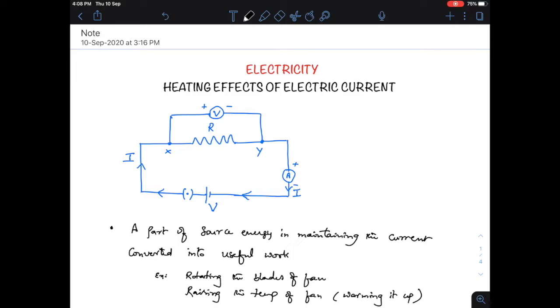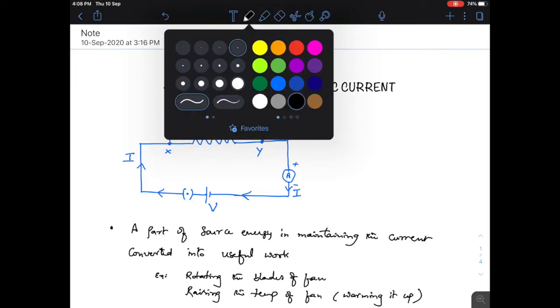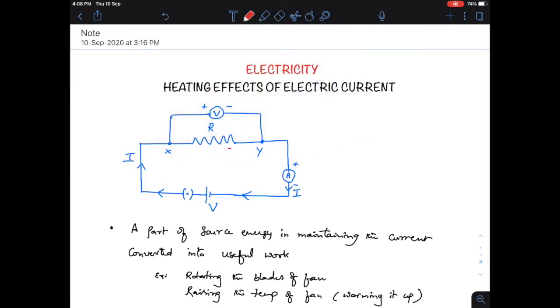Now let us look at this simple circuit which has a resistance connected to a source of energy, that is a potential difference, and the current which flows is measured through the ammeter. As we know, the direction of current is from positive to negative. So this is the indication of the direction of the current.